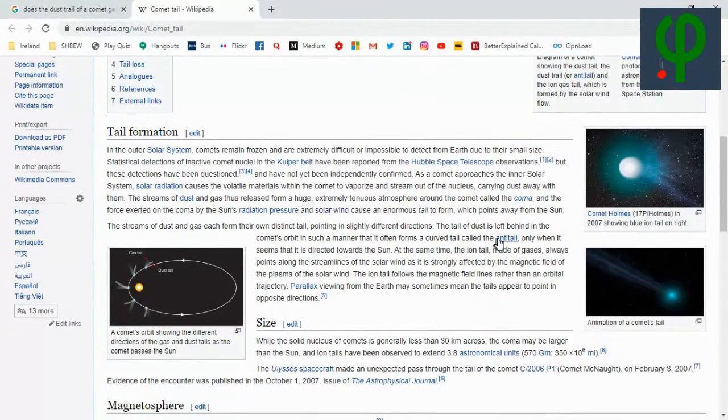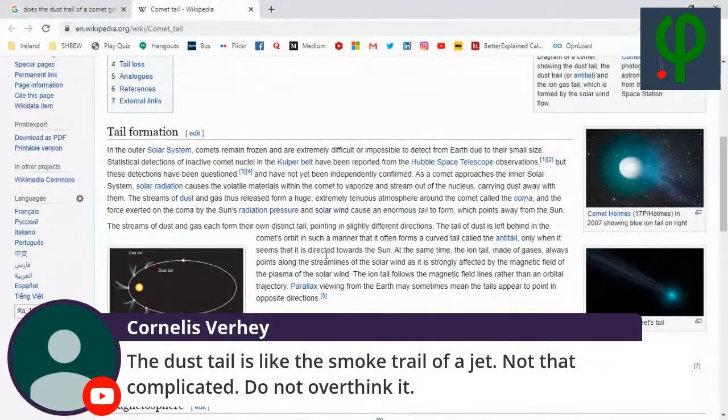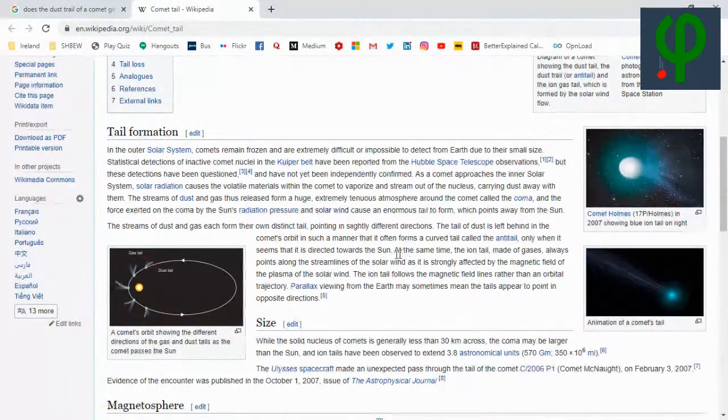Corey says the dust tail is like the smoke trail of a jet, not that complicated, except that the smoke trail of a jet directly follows behind the jet, as you would expect. And if the comet were to do that, then it should be pointing behind the comet at all times, and we don't see that. So that's kind of the big mystery here. I don't know that we can just dismiss that whole thing.